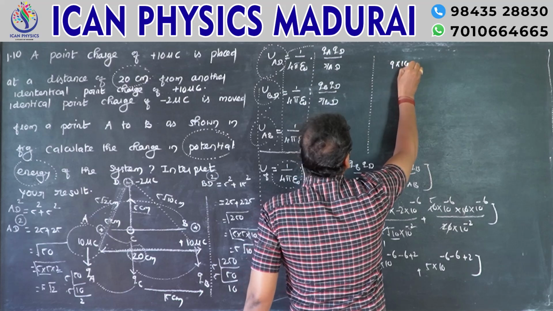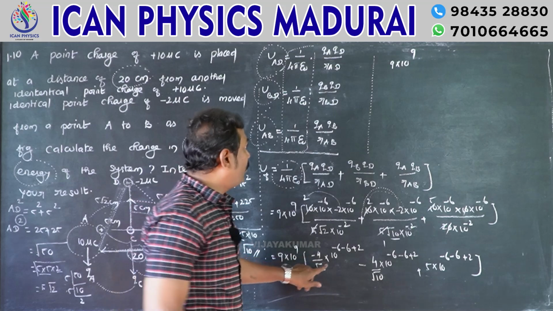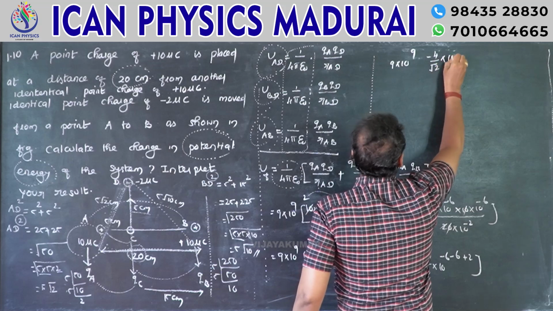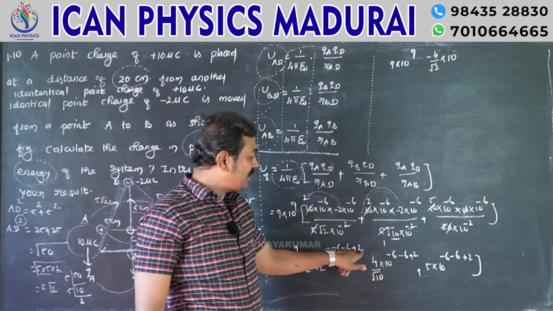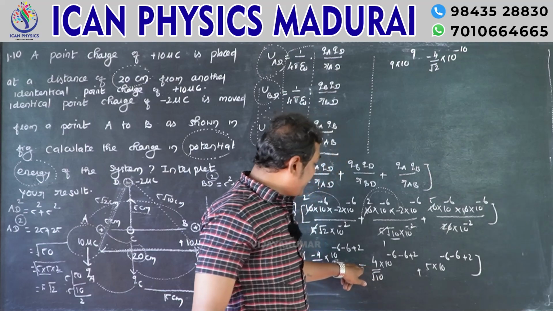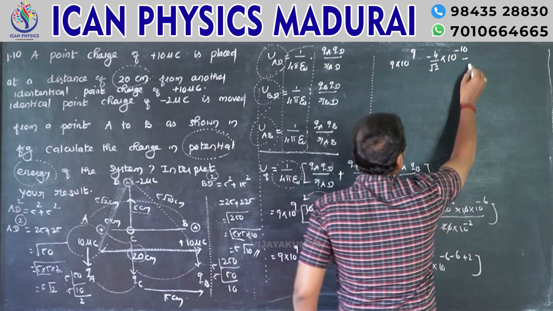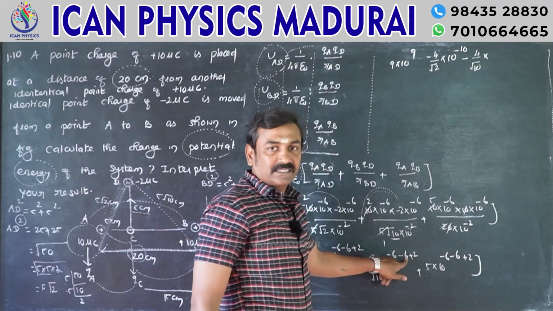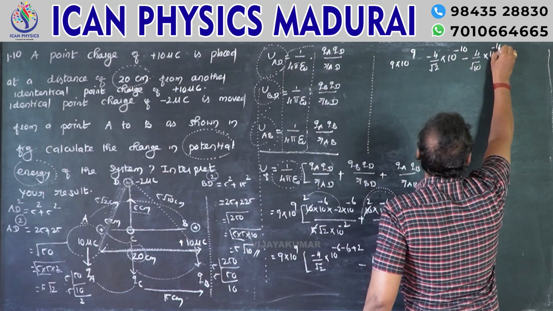So 9 into 10 to the power 9. So minus 4 by root 2, minus 4 by root 2 into 10 to the power minus 6 minus 6, minus 12. Minus 12 plus 2, minus 10. Now here we are having minus symbol. Now 4 by root 10, into 10 to the power minus 10.